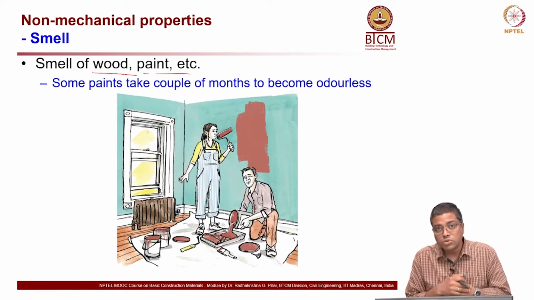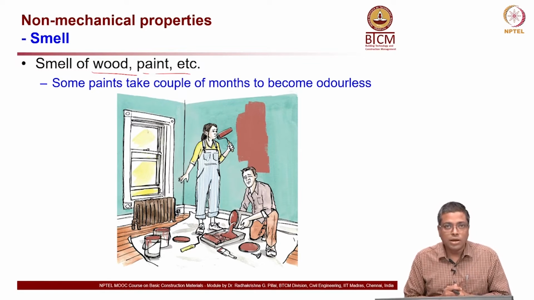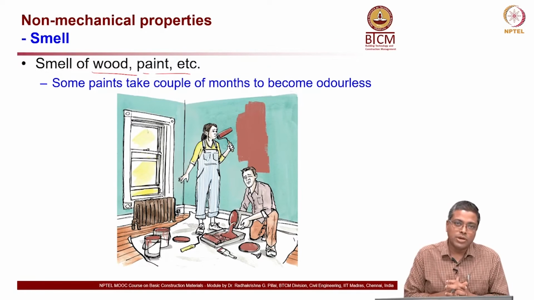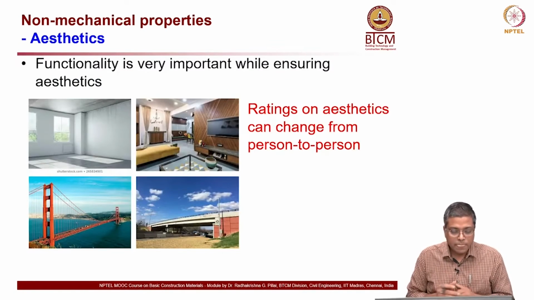So, these are all things which can go in as technical specifications. When you try to purchase paint, you should ask whether it will have any bad smell and things like that. Okay. I just wanted to bring all these aspects because sometimes we get overwhelmed with the mechanical properties alone, but there are other non-mechanical properties also which play a significant role in material selection.